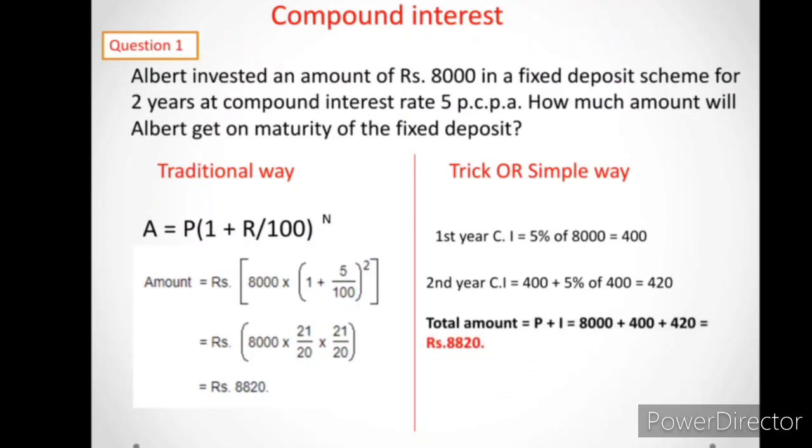Then total amount equals principal plus interest, that is 8,000 plus 400 plus 420, that is equal to 8,820. Here the trick is nothing but we are just leaving the principal amount aside and we are just calculating interest on interest. That's it. Here the trick is nothing but we just make the process simple.